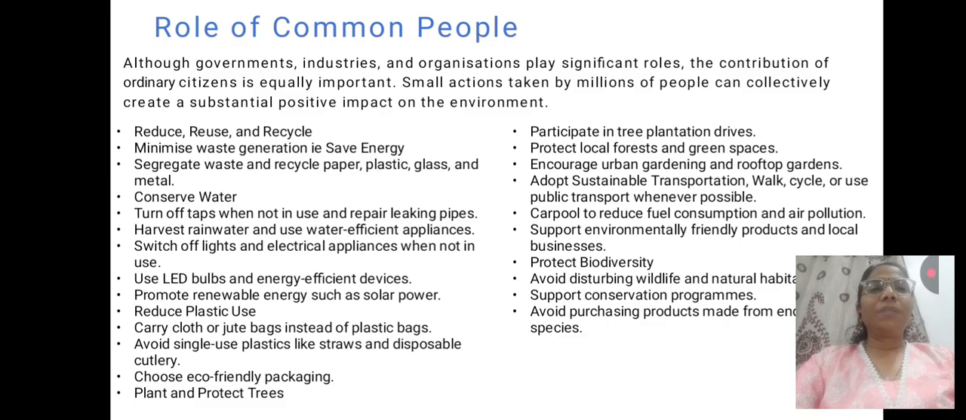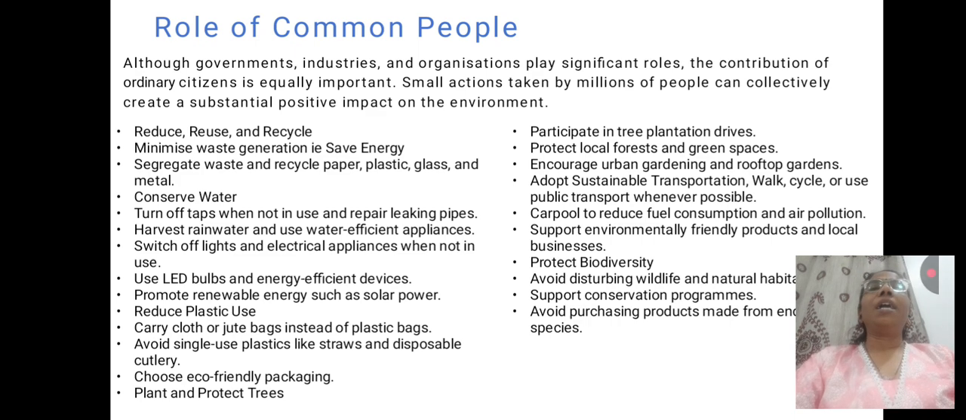Conserve the water. How? The conservation of water is a very important point. Turn off the taps when not in use and repair leaking pipes. Harvest rainwater and use water-efficient appliances. Switch off the lights and electrical appliances when not in use, which is actually helpful for saving energy. Use LED bulbs and energy-efficient devices. Promote renewable energy such as solar power.